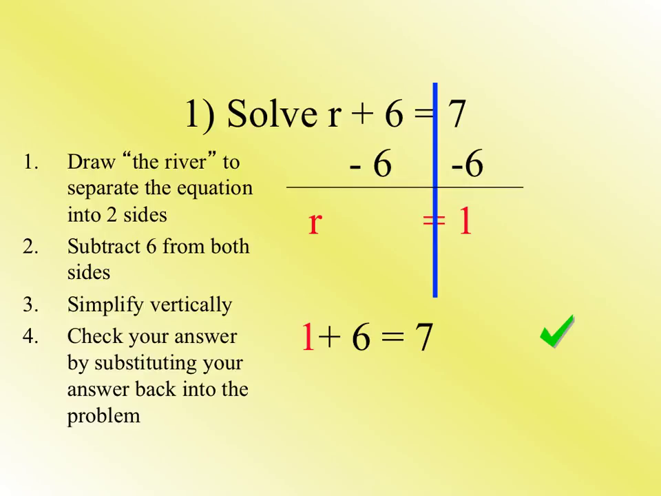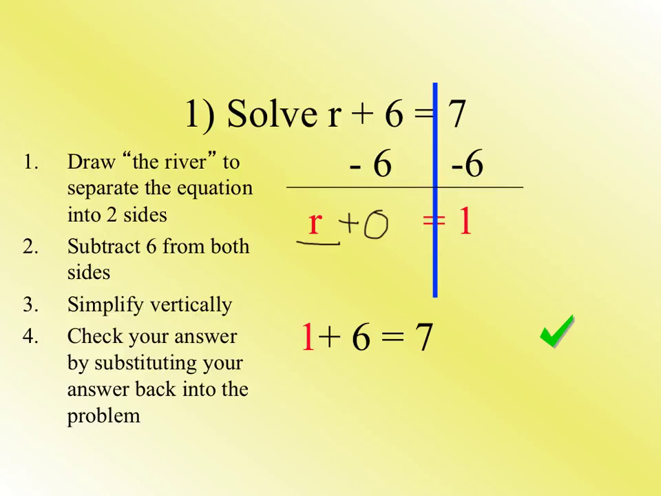Simplify vertically, so that just means to subtract 6. If we subtract 6, we're left with just r, because 6 minus 6 is 0. So you could say r plus 0, because you've subtracted it. And then 7 minus 6 is 1.